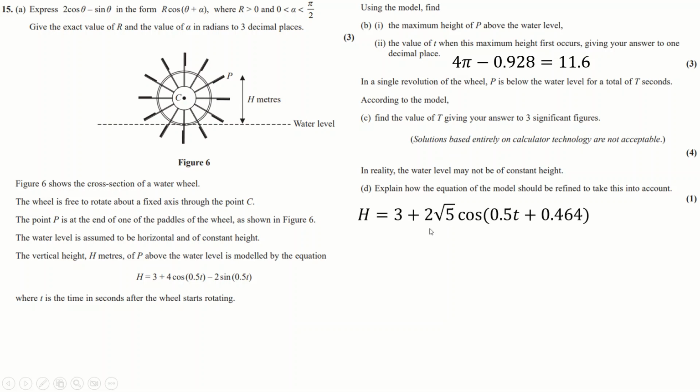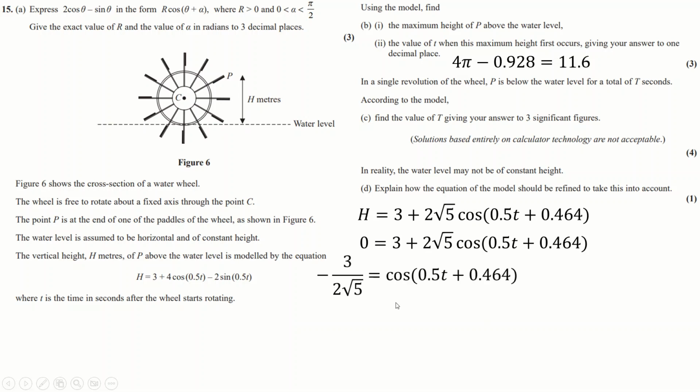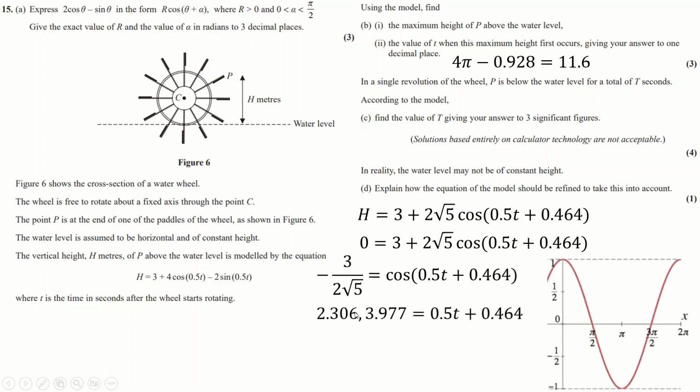So okay, let's solve this thing equal to 0 to find when it's on the water level, because of course when h is 0 we're at the water level. So let's solve this here. Take away 3, divide by this, do cos inverse. Now cos inverse of that gives me this number here, 2.3, which is less than pi.